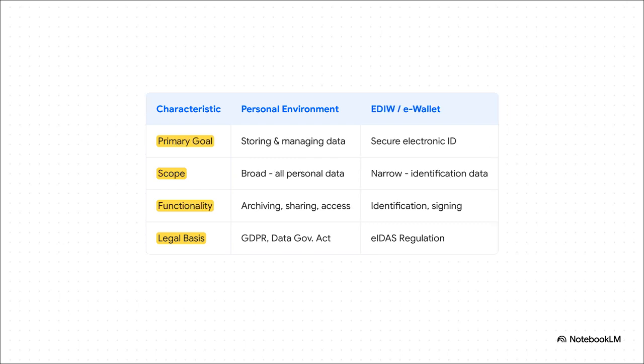Another key distinction is with the European Digital Identity Wallet, or EDIW. The personal environment is broad. It's meant for storing all sorts of personal data. The EDIW, however, is very narrow. Its main purpose is to prove who you are online securely. So you see, their functions are very different. One is about archiving and sharing. The other is about identifying and signing.